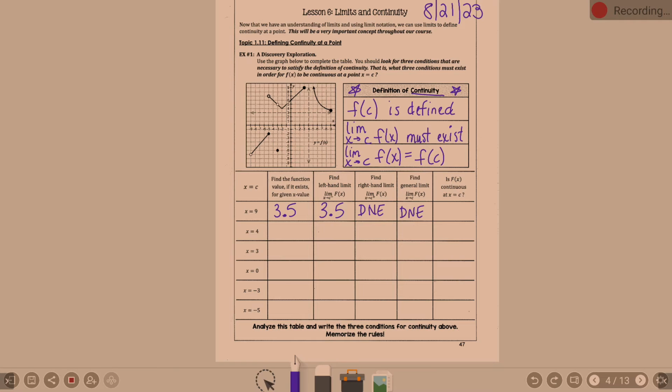Now, is f continuous at c? Is the graph continuous at 9? What it comes down to is it depends on what domain they're giving us. What we're going to say here is it's continuous from one side. So I have one-sided only, yes.